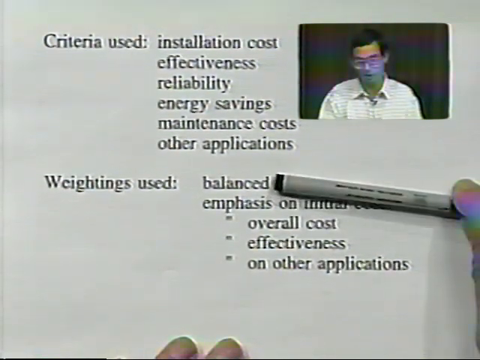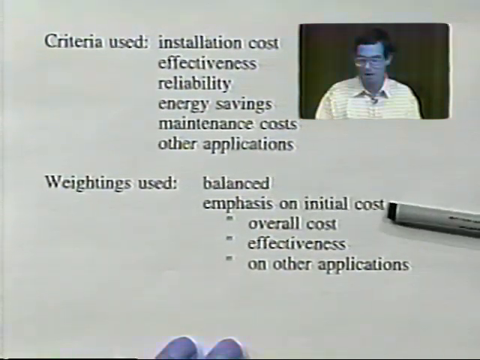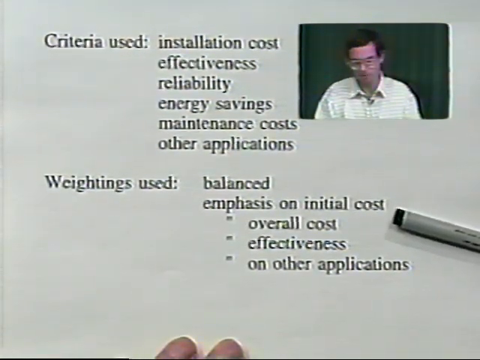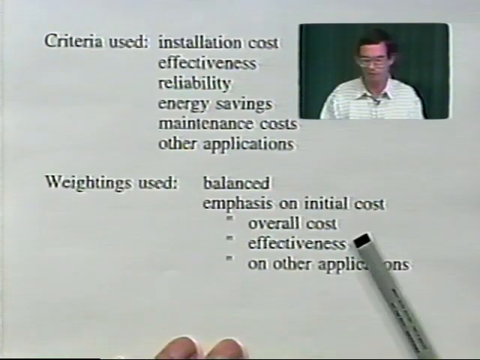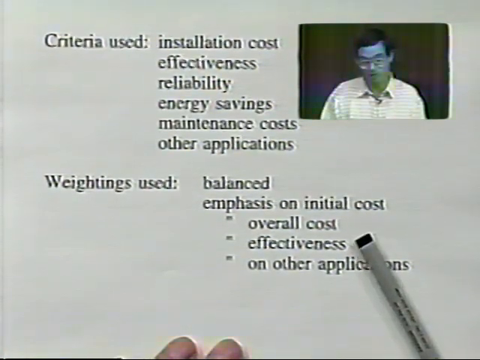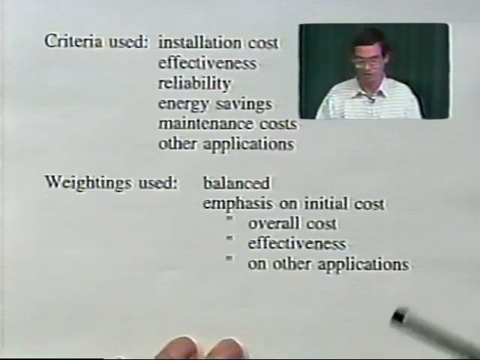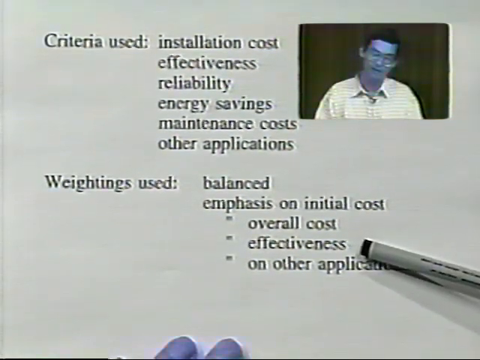First, the balanced one, which I showed you a second ago. And then a set of weightings that would emphasize initial cost. Initial cost was important to her. A set that would emphasize overall cost, which includes maintenance costs and energy savings. One that would emphasize effectiveness.